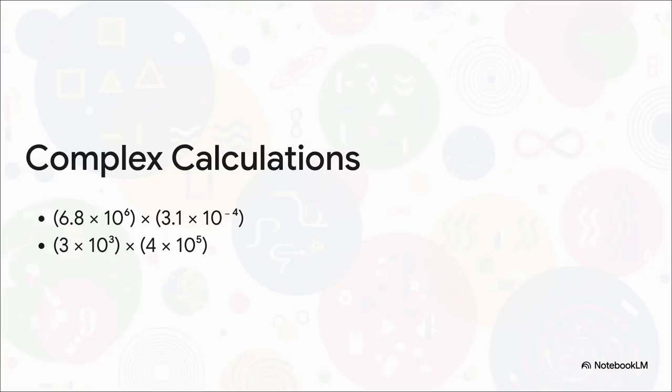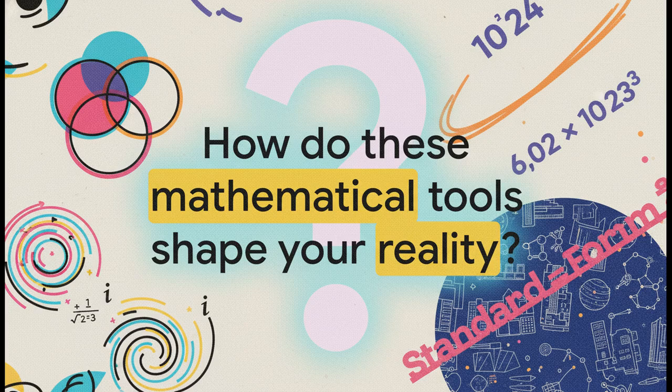And standard form isn't just for writing things down neatly. It makes actually doing the math much simpler. When you're faced with daunting calculations, like 6.8 times 10 to the 6th multiplied by 3.1 times 10 to the negative 4th, standard form turns the impossible into the easily solvable. You're able to handle the core numbers and the powers of 10 separately, completely streamlining what would otherwise be some incredibly messy arithmetic.